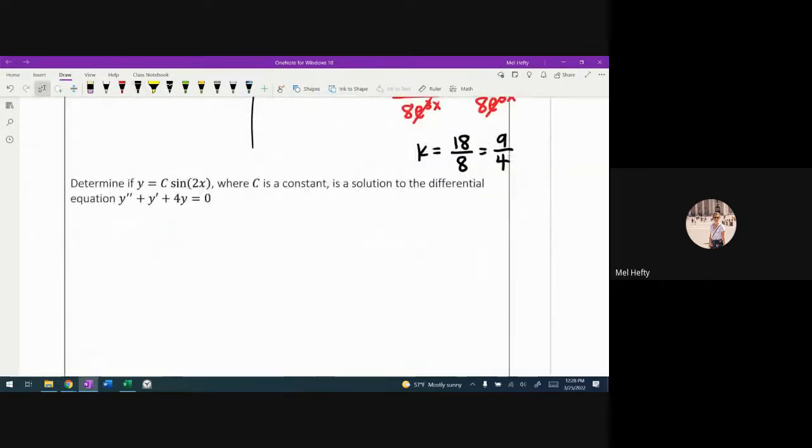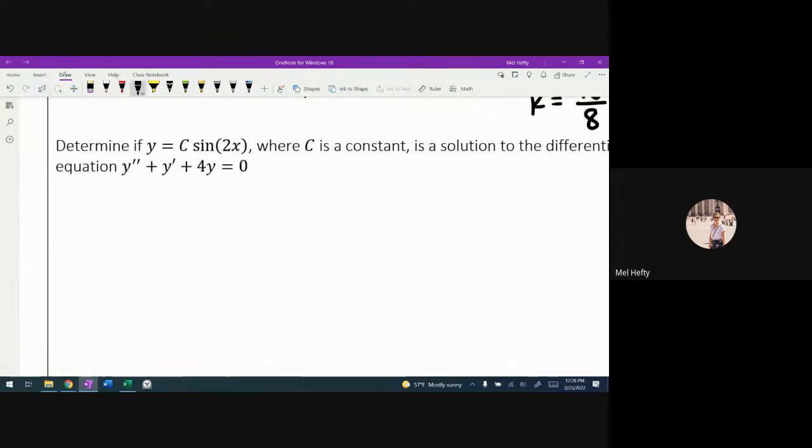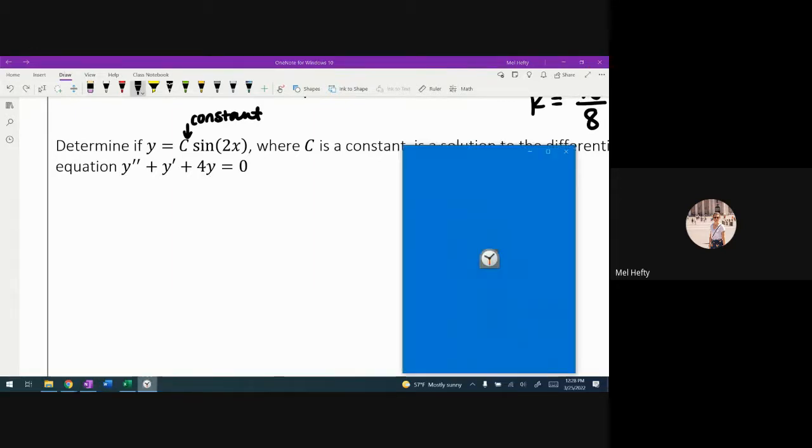It's like the first one, though. It's the easier one, just yes or no. So you have y equals c sine of 2x. This c is a constant. Yeah, so it's like the same as k, or like if there was a 3 out there. I want you guys to try to plug into this differential equation and tell me whether it's a solution or not. I'm going to give you about 4 minutes to try.